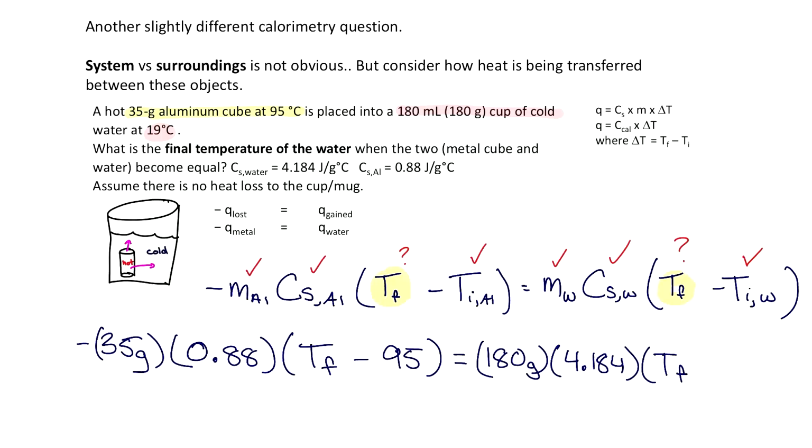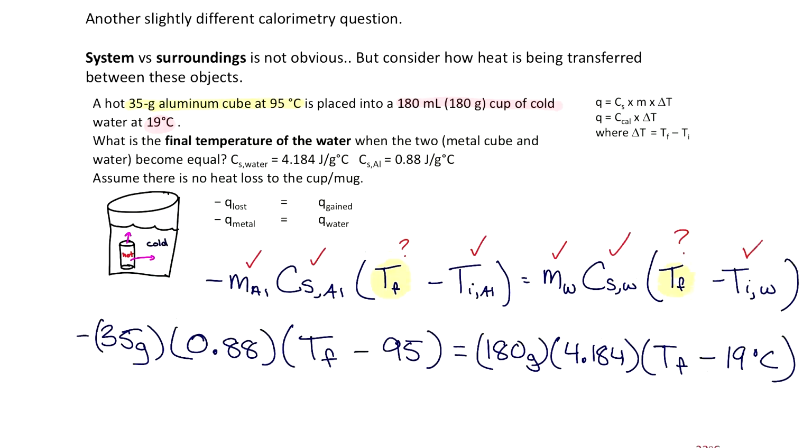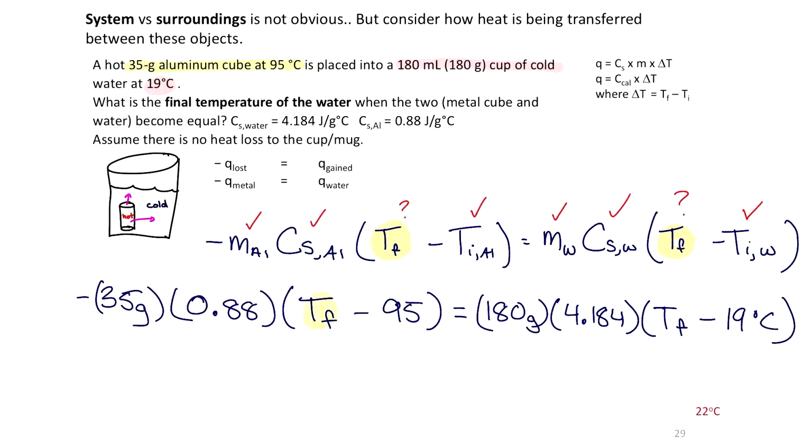I'm solving for the final temperature of the water, and the initial temperature of the water is 19 degrees Celsius. All right, so we just have one variable that we are solving for. Our strategy here with algebra is to get all of those variables together on one side so we can calculate what that is. So there's a lot going on here.